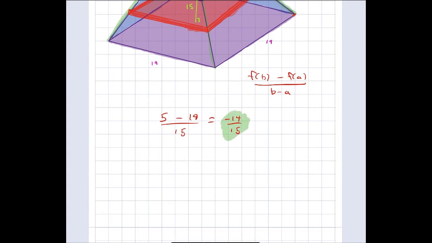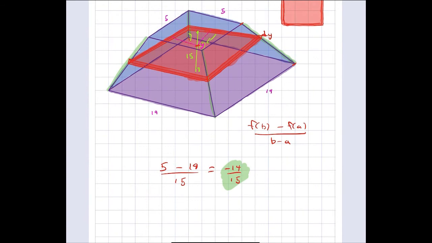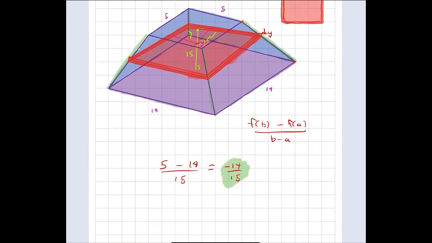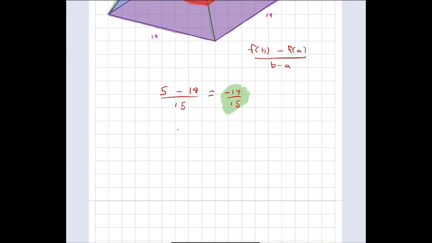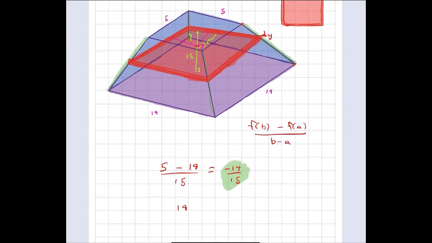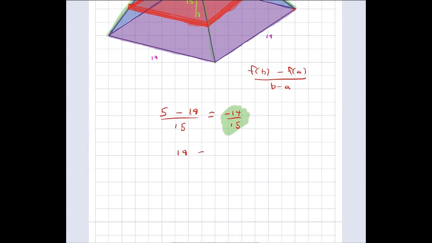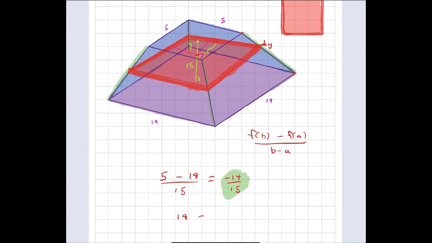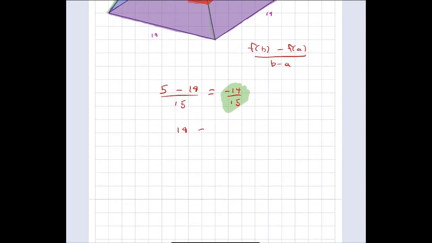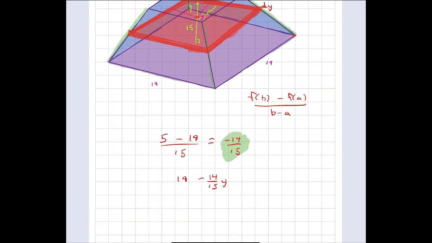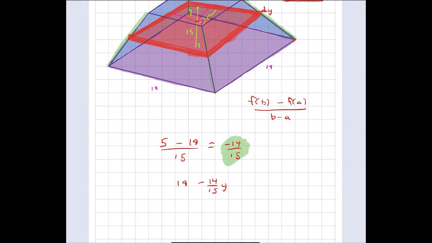So that means that the side length of this square is going to be 19, the amount that it started at, minus how much it's changed by, because this is a rate of decrease. Negative 14 over 15 is a rate of decrease. So it's minus 14 over 15 times y.